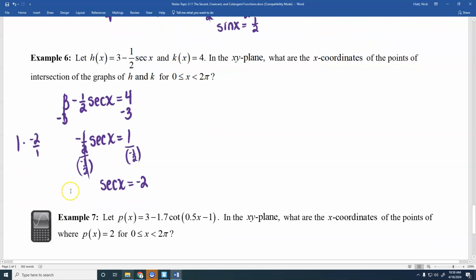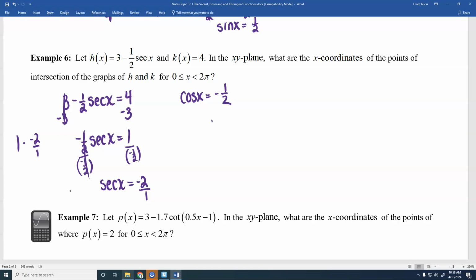Now, the easiest way to do this is just think about the reciprocal functions, right? Secant is 1 over cosine. So right now, this is negative 2. That means cosine of x would be negative 1 over 2, right? We just flip the fraction. Secant and cosine are reciprocal functions of each other. Does that make sense? You could also do the equation like I did earlier, but this is really the fastest way to do it.